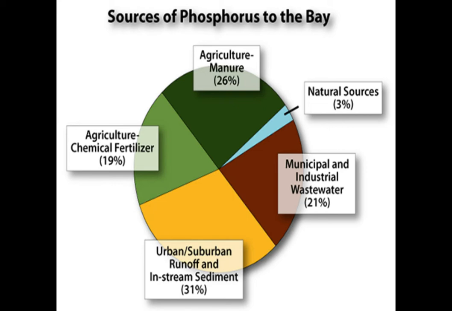The largest source is urban and suburban runoff and in-stream sediment. Agriculture chemical fertilizer only accounts for 19%, unlike nitrogen. Agriculture manure, 26%; natural sources, 3%; and municipal and industrial wastewater, 21%.